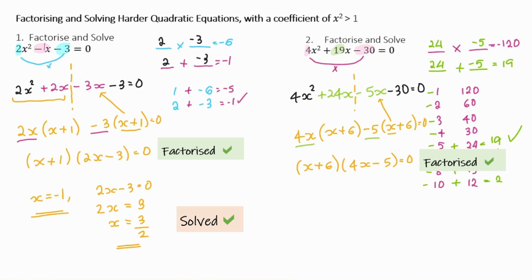And if we want to solve it, we have to separately equate both brackets to 0. So here we know that if x plus 6 is equal to 0, that means x has to be minus 6. In the second bracket, if 4x minus 5 is equal to 0, we first have to add 5 onto both sides. So that becomes 4x is equal to 5. And then we divide both sides by 4. So we get x is equal to 5 over 4. And here are our two solutions for this equation.